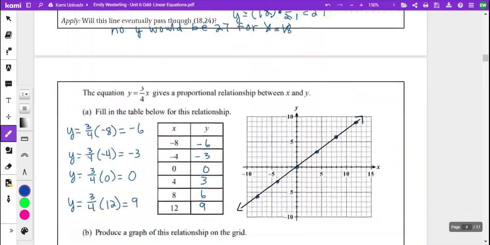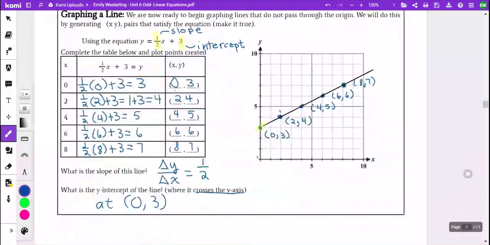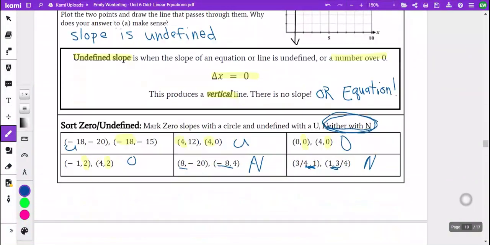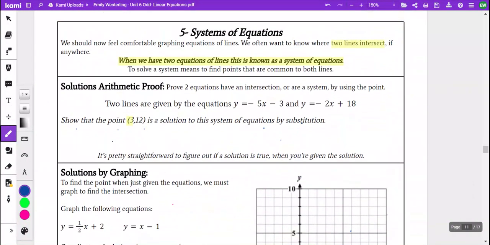Your next step is to turn to lesson 5, which is called Systems of Equations. Please have a highlighter and a straight edge for this lesson. We should now feel comfortable graphing equations of lines. I'm just going to start reading up here at the top.